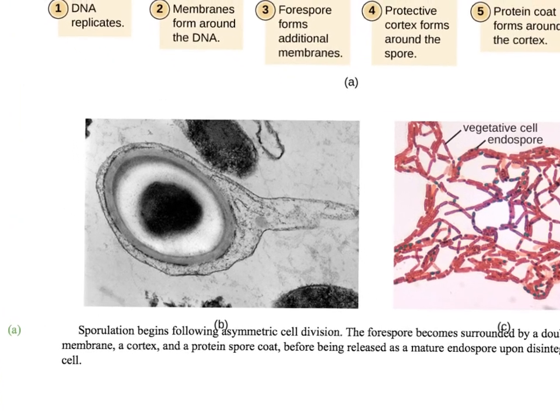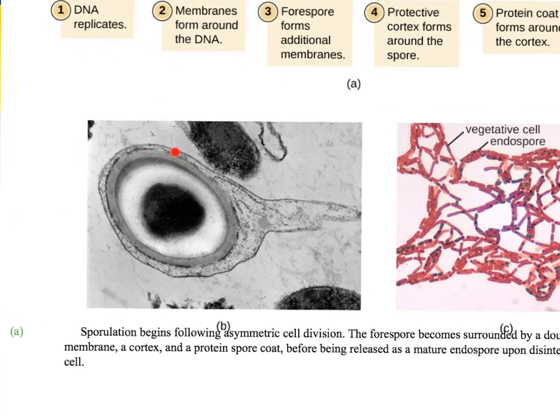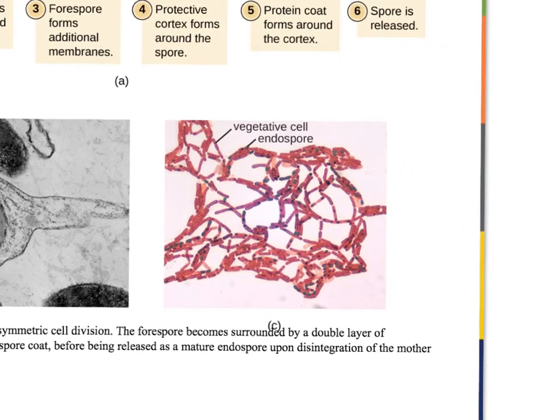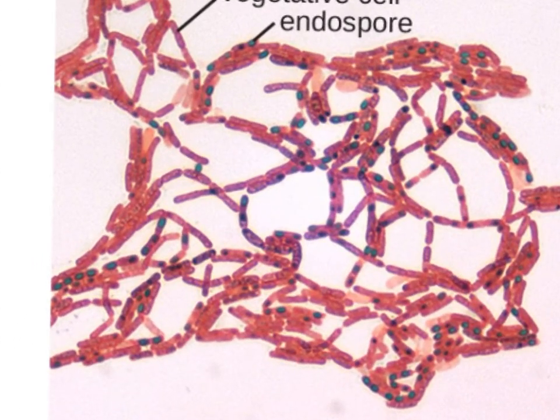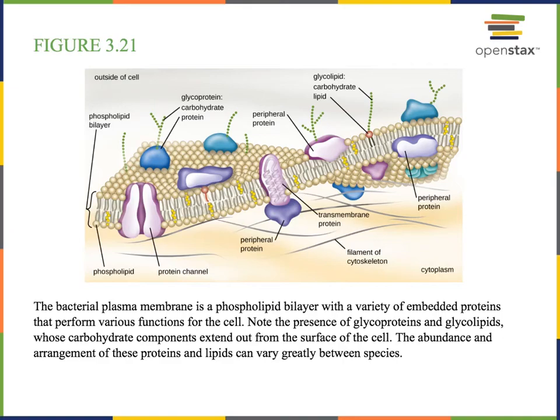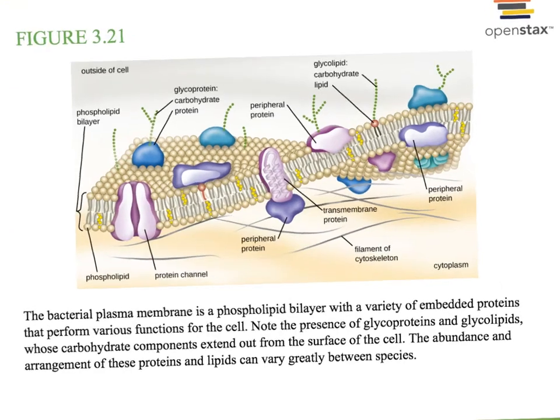So here's my spore right here, and this structure is extremely resistant to environmental stress. Some spores can be boiled for a week and still germinate. Some of them have been trapped in amber for literally millions of years, and they'll still germinate. And here's a slide of some stained spores, and the spores are here in the greenish color on the inside of these cells. All right, so here's our membrane. Let's zoom in just a hair.